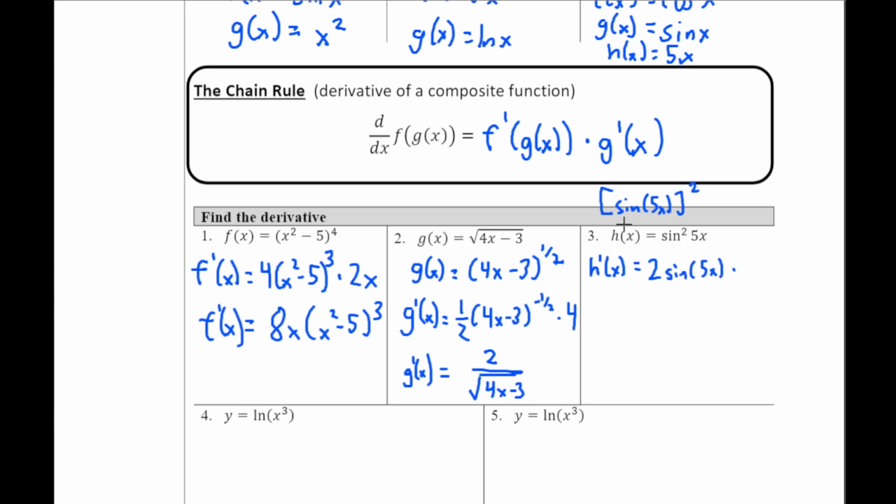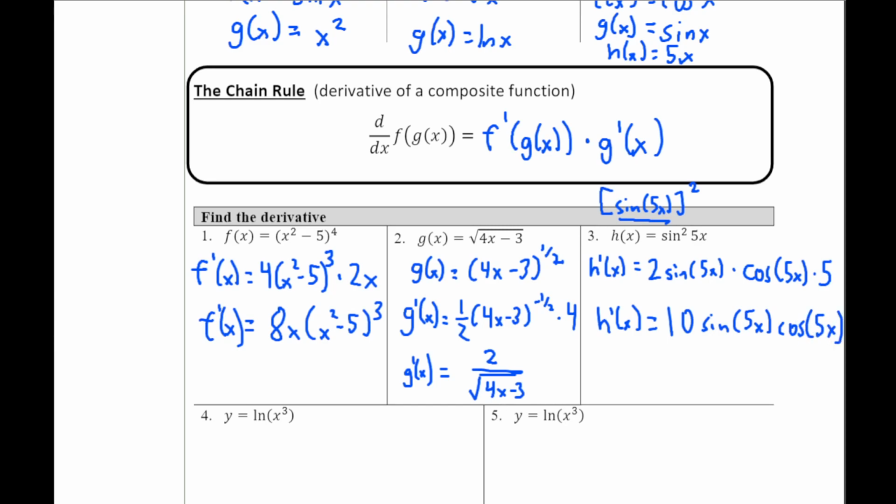And then you have to multiply by the derivative of the inside here. And the derivative of the inside there, you have to use the chain rule again. It will be, well, cosine of 5x, because the derivative of sine x is cosine. Leave the 5x, and then you have to multiply by the derivative of the inside piece here. And then when you simplify this all, h prime of x is equal to 2 times 5 is 10, sine of 5x times cosine of 5x.